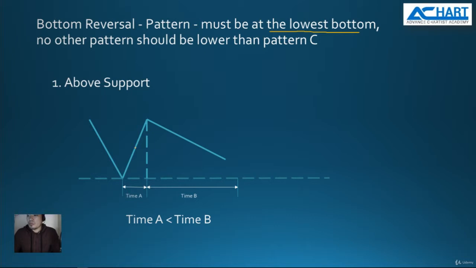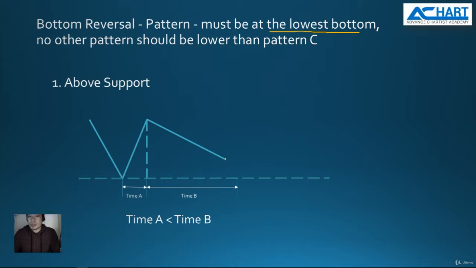We have to know that the time A taken to achieve this upward movement is less than the time taken by the sellers to go down. Time B needs more, the sellers need more time to end their movement, but yet it does not go beyond this support. It shows a potential reversal.